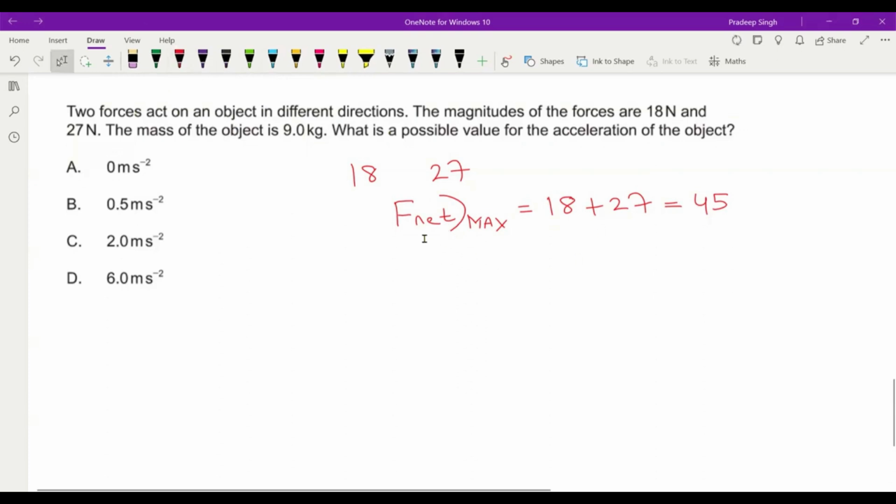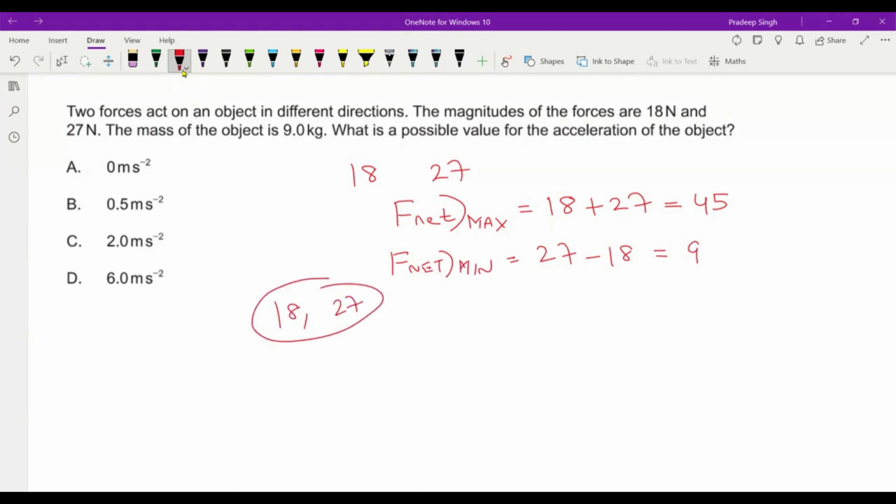Okay. Maximum possible. So this is a concept of vectors. Maximum possible resultant is when the two vectors are in the same direction. Same direction means you add them, right? And for minimum, we do the reverse. Minimum means the vectors should be in the opposite direction. That's why we do 27 minus 18, which is 9. So now remember, the resultant from 18 and 27 depends on the angle between them. So let's write down. The resultant maximum value is 45 and the minimum value is 9. That's the resultant force.